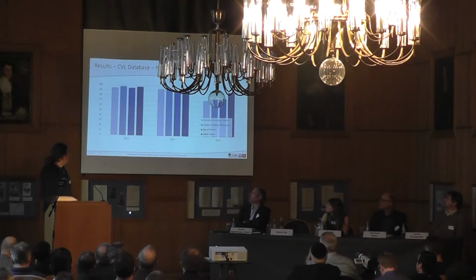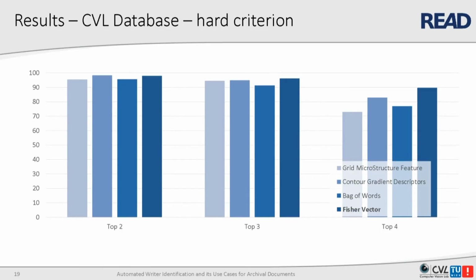For the hard criterion, it looks pretty much the same. So here, all documents which are returned have to be from the same writer. And as you can see, if we look at the CVL data set, we have 5 pages of a writer. So if we just take a look at the first 2 the system returns, then we are still above 95%. For the top 3, we are also above 90%.